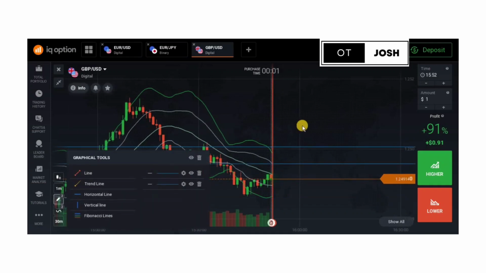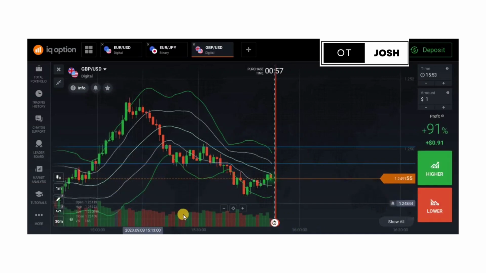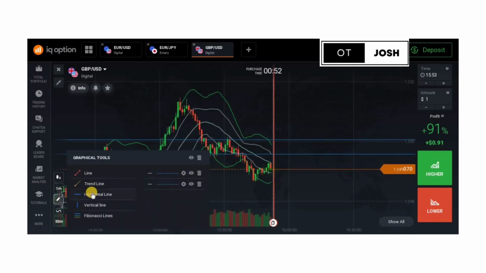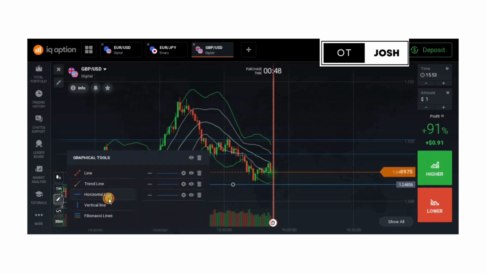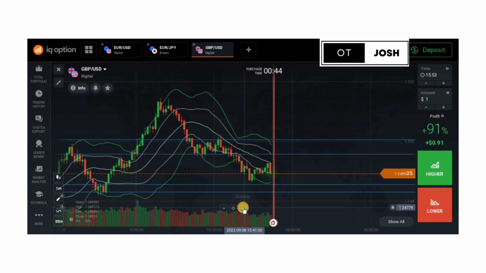So waiting is the strategy. We need to wait for price to get to these zones, because that's the thing with strategies. You have to wait for the right time. You can't just trade as fast as you would want to trade.